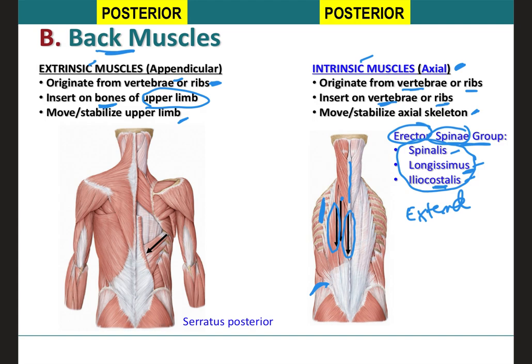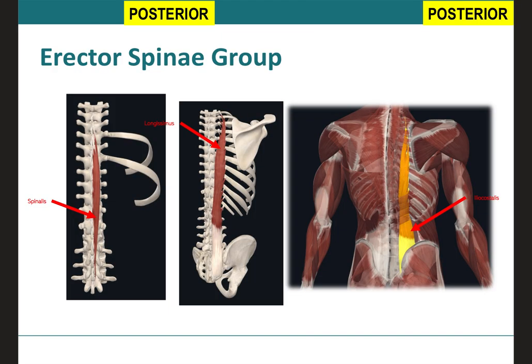Another muscle that we can talk about is the serratus posterior, which is going to enlarge the thoracic cavity, and also it will function to elevate the ribs, so it will help with respiration as well, in addition to stabilizing the axial skeleton. And because it originates on the vertebral column and it inserts on the ribs, it will pull in this direction.